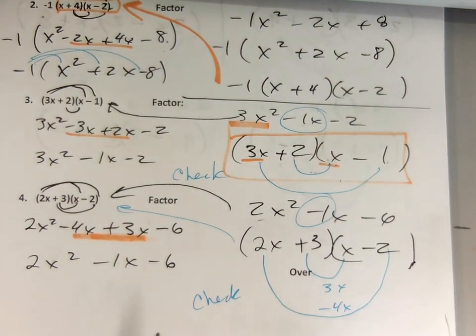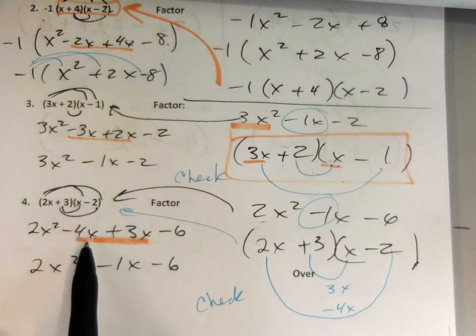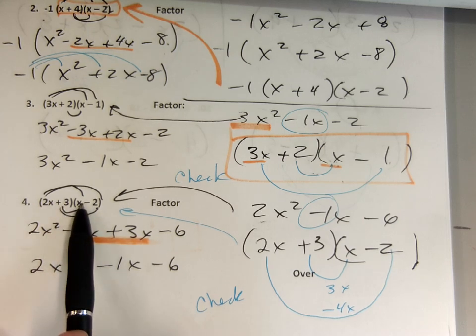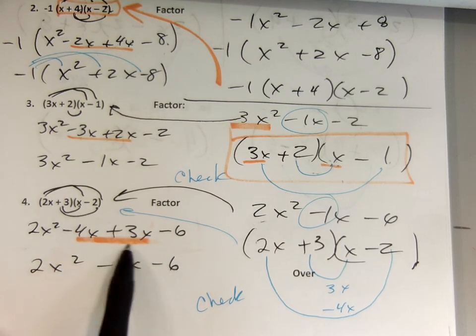Number 4, I'm going to multiply through again. 2x times x is 2x squared. 2x times negative 2 is a negative 4x. 3 times x is 3x. And 3 times negative 2 is negative 6. So then I combine my middle terms.